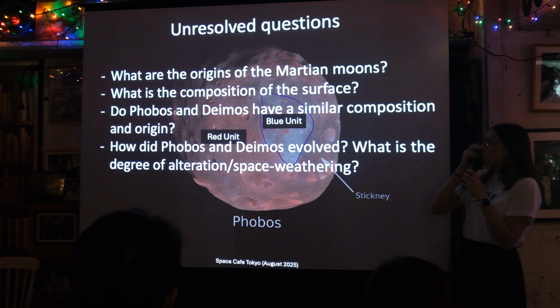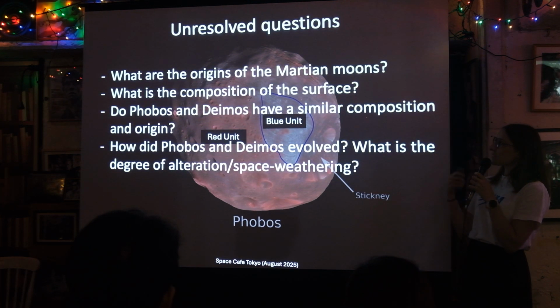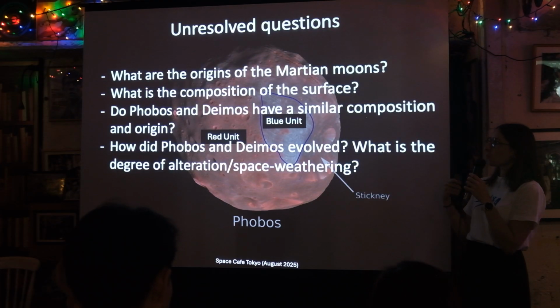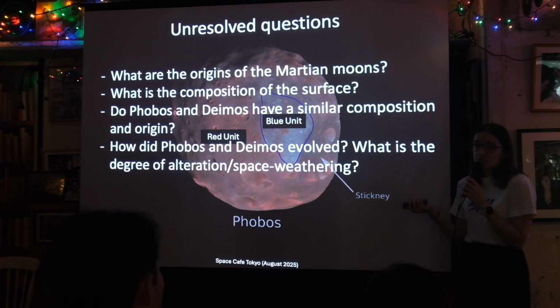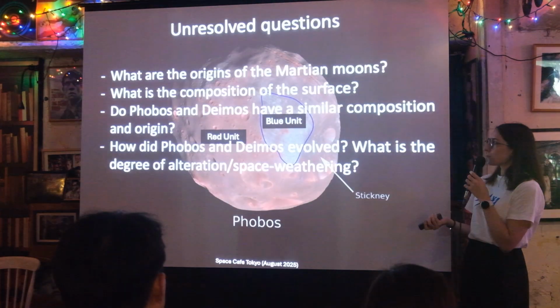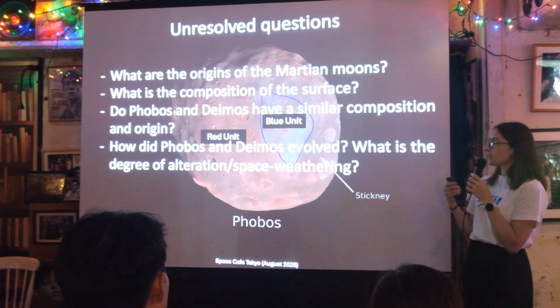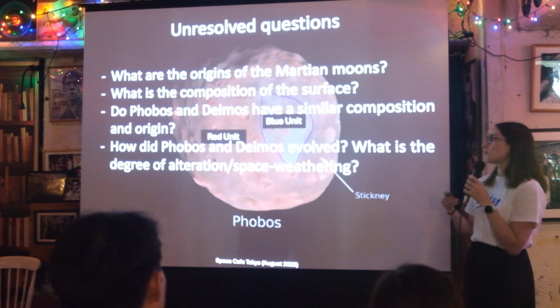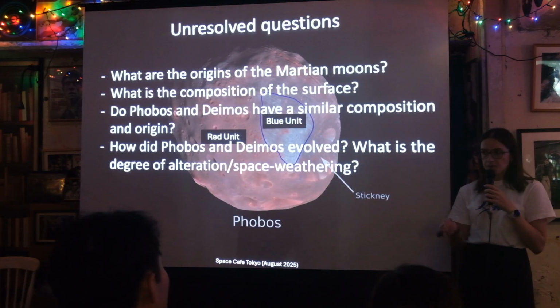So yeah, what's the origin of the Martian moons? What's the composition of the surface? Do Phobos and Deimos have a similar composition and origin? We don't even know this first step. And so how did Phobos and Deimos evolve? What is the degree of space weathering modifying the surface?